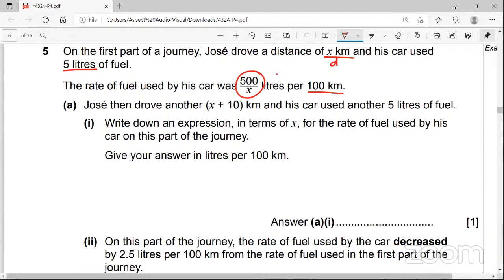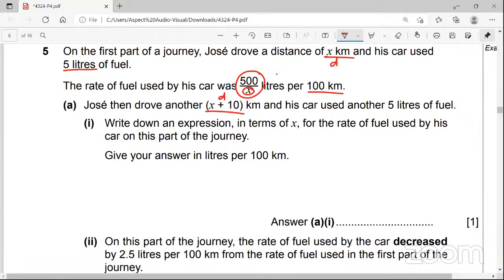Now this X that you see here at the bottom, where do you see it? The distance there. Because they are talking about the rate being 500 over X liters per 100 kilometers altogether. So every 100 kilometers, that is the rate. It will be 500 over X altogether. So that is for the first part of the journey. And then we are talking about the second part of the journey. Now in the second part of the journey, Jose then drove another X plus 10 kilometers. Now in this case, our distance is X plus 10.